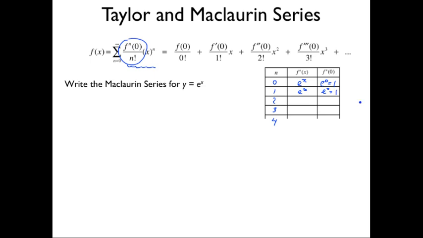They're not all this easy. We'll start with an easy one. Next derivative, e to the x again. Evaluate that derivative at 0. 1 again. I think we have enough to see the pattern. All derivatives of e to the x taken at 0 are going to be 1. That's what we need.